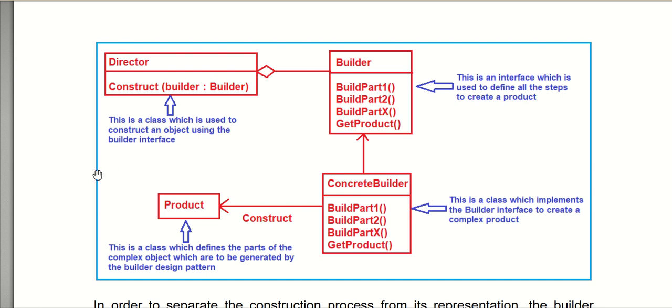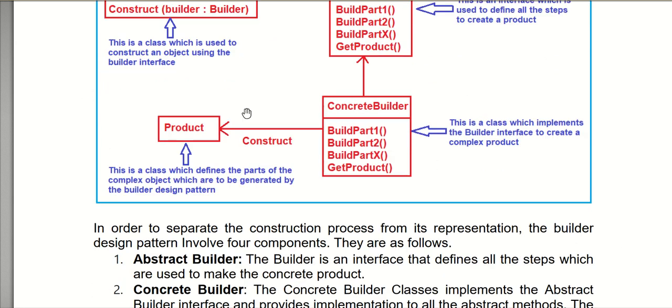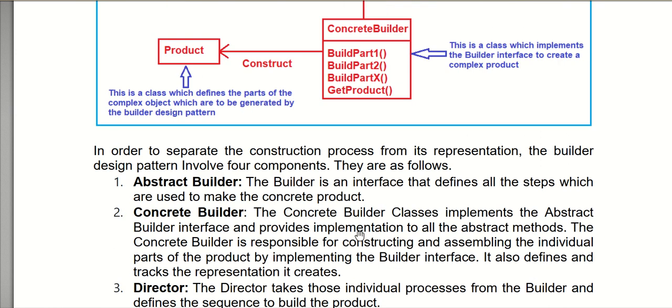Okay. This is a class which defines the parts of the complex system or object which are to be generated by the builder design pattern. So pretty simple. Now, in order to separate the construction process from its representation, the builder design pattern involves four components. They are as follows.